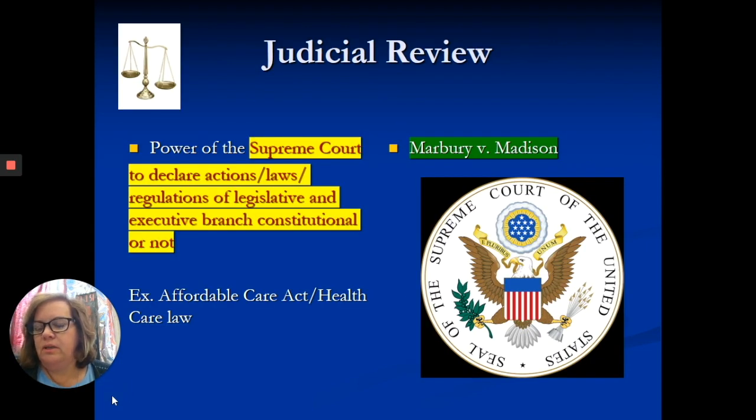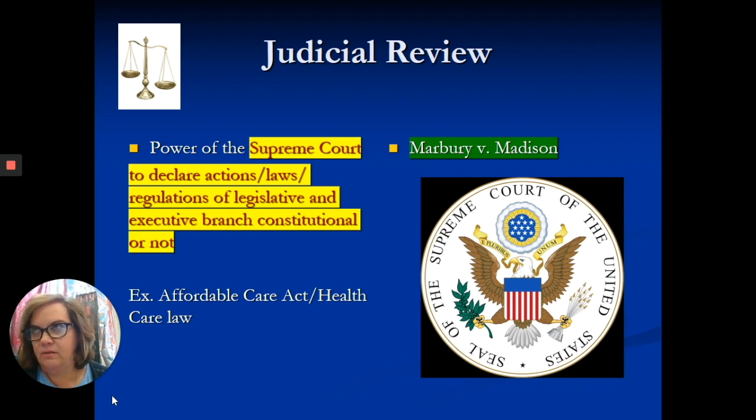Judicial review is also a principle that is based in the Constitution and the empowerment of a judicial branch. Prior to the Constitution, we didn't have a federal judiciary. It was solely based at the states. So Article 3 established a federal judiciary.